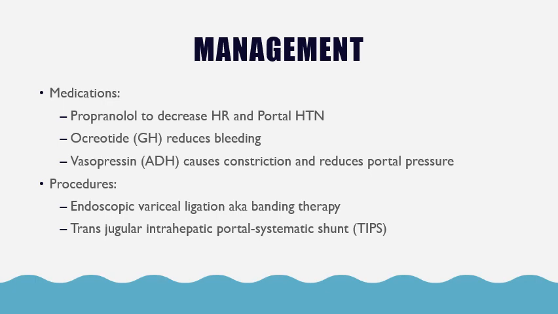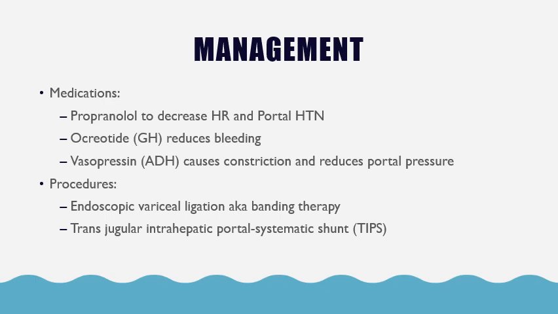Octreotide, we talked about in endocrine, is a synthetic form of growth hormone. It decreases bleeding associated with esophageal varices. I don't really know the whole mechanism of why, but I do know it doesn't stop the blood pressure, it just stops the bleeding. The blood pressure will still stay really, really high, which is bad. We also have vasopressin, or antidiuretic hormone, causes constriction, which reduces the pressure, doesn't stop the bleeding.